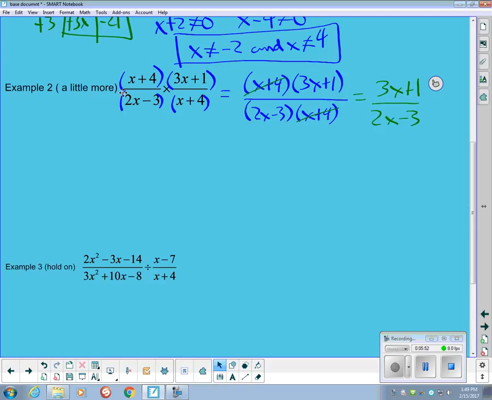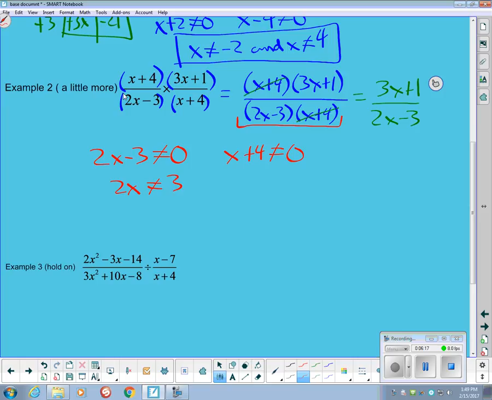Now, I've got to come back. I still have to have this domain part of the thing, the numbers that I'm not allowed to use. If I go to the place where I had the most stuff in my denominator, even the stuff that got canceled, I have to say that the 2x minus 3 would not be able to be 0, and the x plus 4 cannot be 0. So the 2x cannot be equal to 3, and the x cannot be equal to 3 halves, and the x cannot be equal to negative 4.